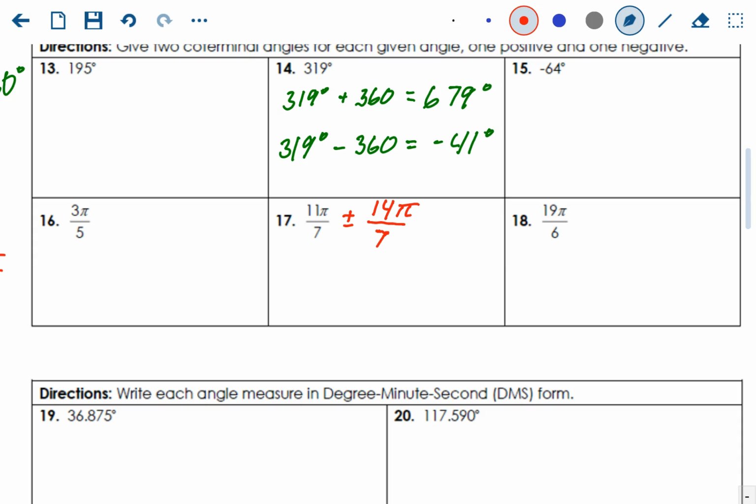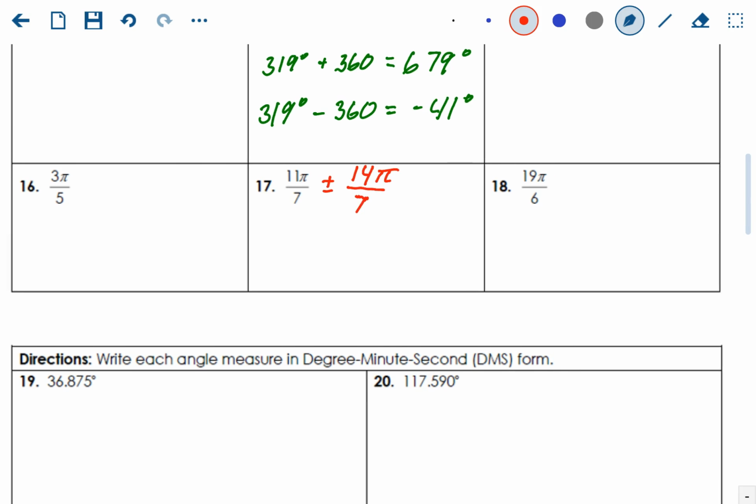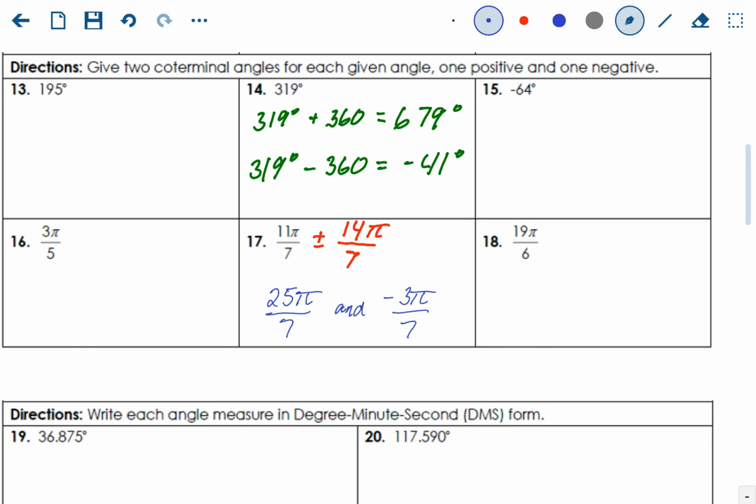So on 16 you would add and subtract 10 pi over 5. That's the version of 2 with a denominator of 5. When you're adding and subtracting fractions, you only add and subtract the top numbers. So you're going to have 11 pi plus 14 pi, which is going to be 25 pi over 7. And then the subtraction, you're going to take 11 minus 14 to get negative 3 pi over 7. All right, so those are pretty straightforward.